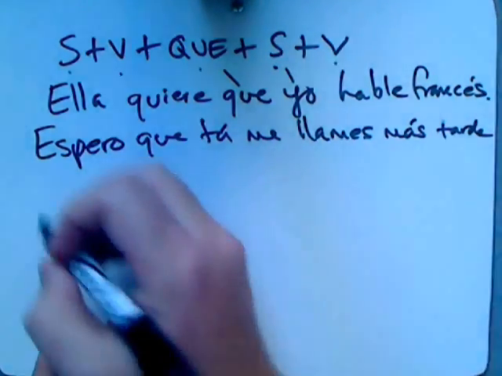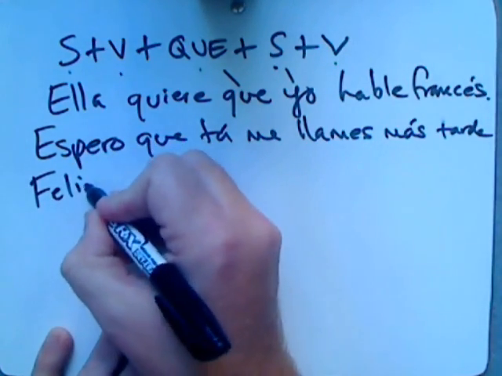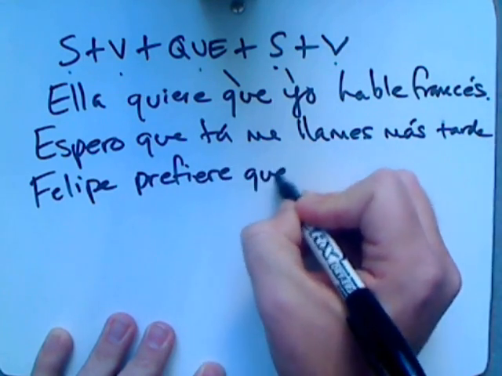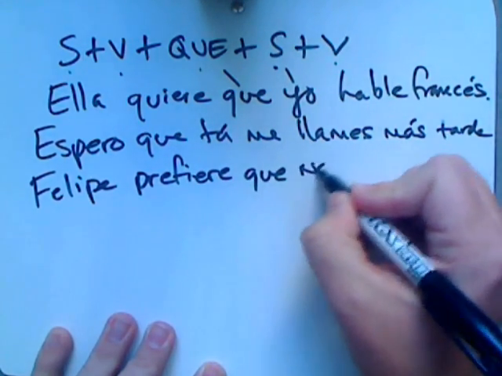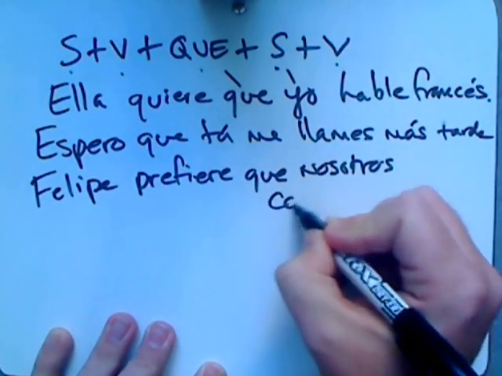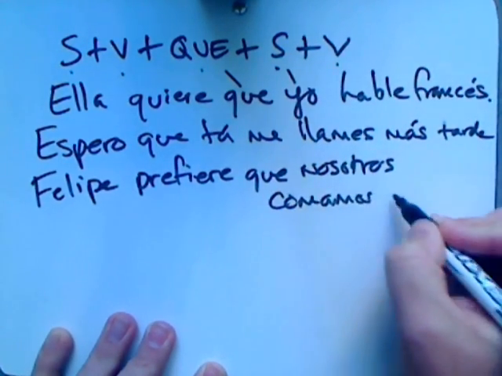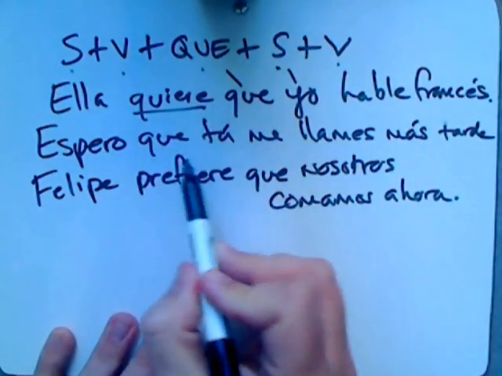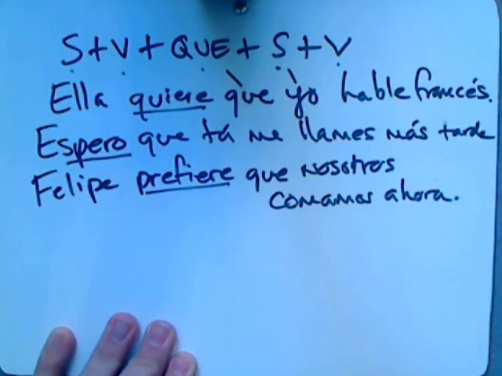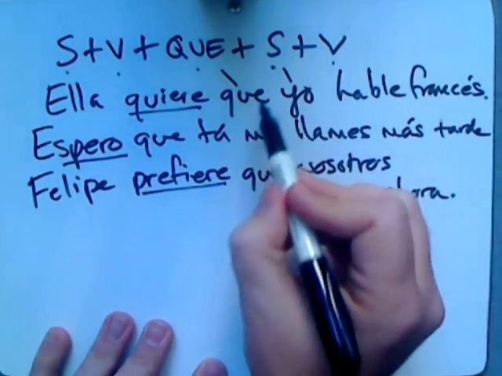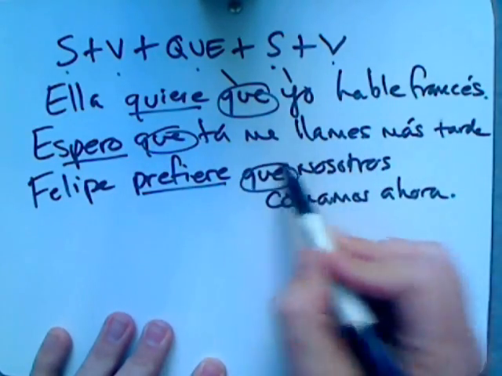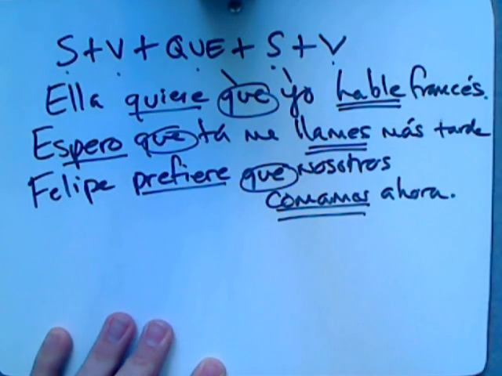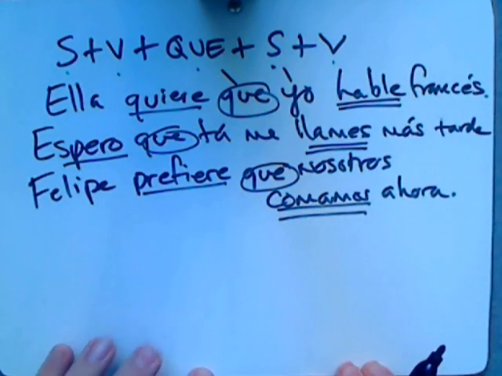Okay? Couple more. Felipe prefiere que nosotros comamos ahora. So in each of these cases, we have a main clause verb that's actually conjugated in the indicative. And we have que, and then we have our subordinate clause verb, which is the one that's being conjugated in the subjunctive. All right, let's do maybe two more examples.